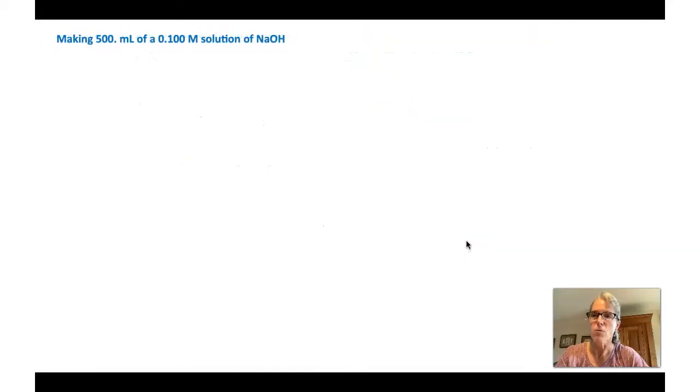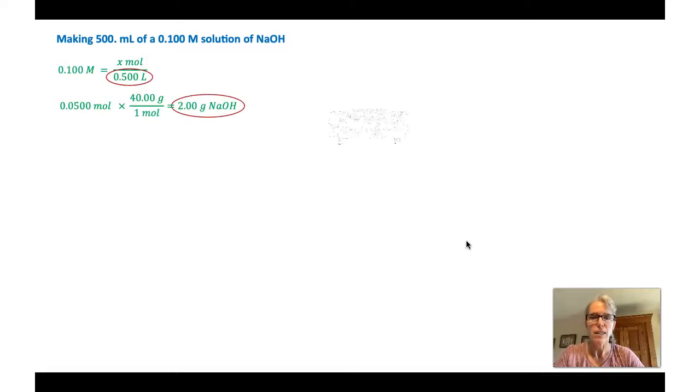So here's an example. We're making 500 milliliters of a 0.1 molar solution of sodium hydroxide. Okay, we get out that molarity equation again. We solve for moles of NaOH that we're going to need. Then we use the molar mass, convert that to grams. Oh, we need 2 grams of sodium hydroxide. We go out, we get the balance out, scoop out carefully 2.000 grams of sodium hydroxide.